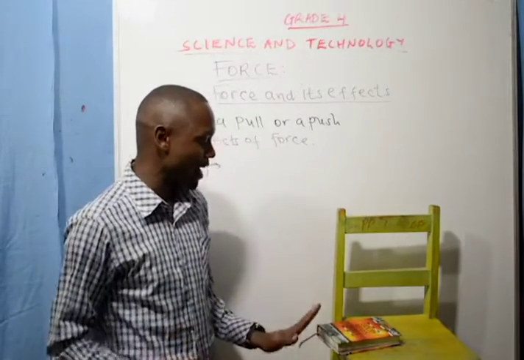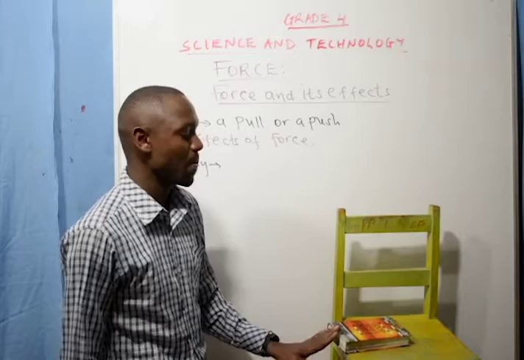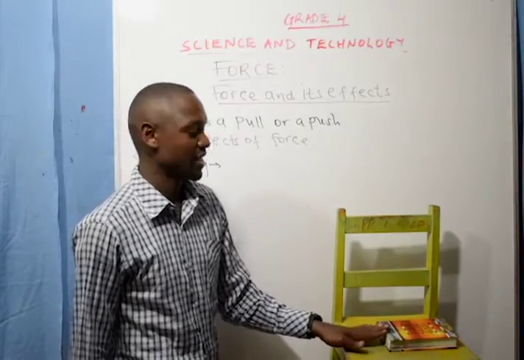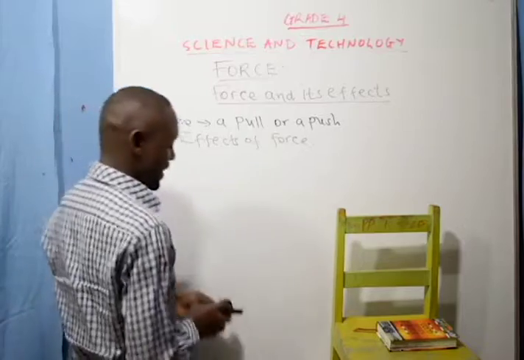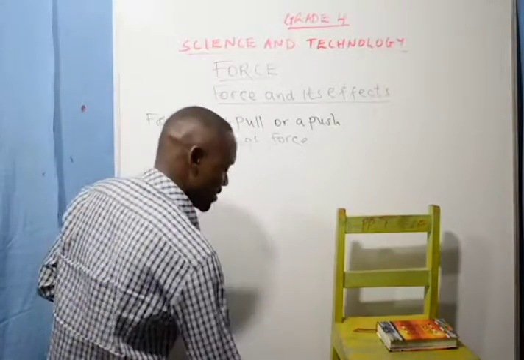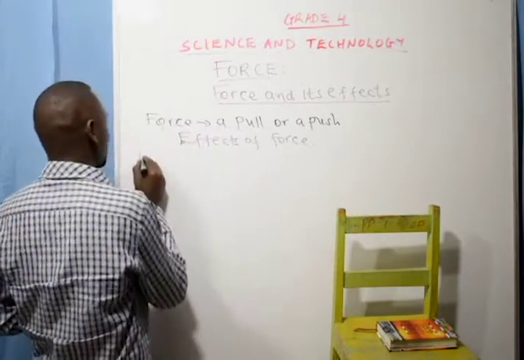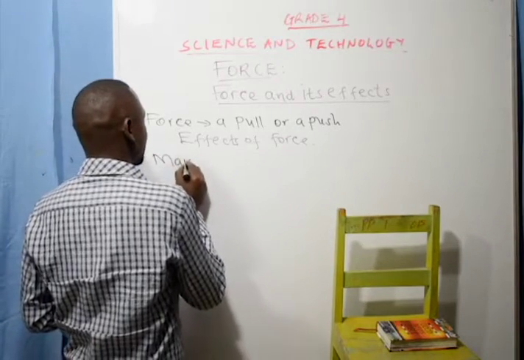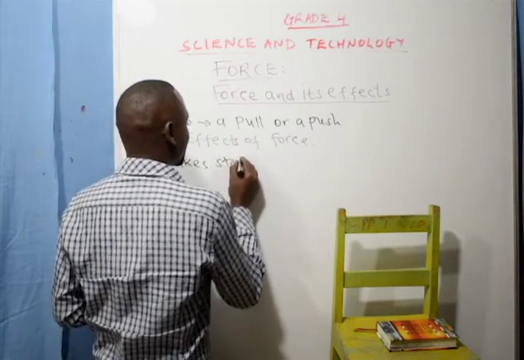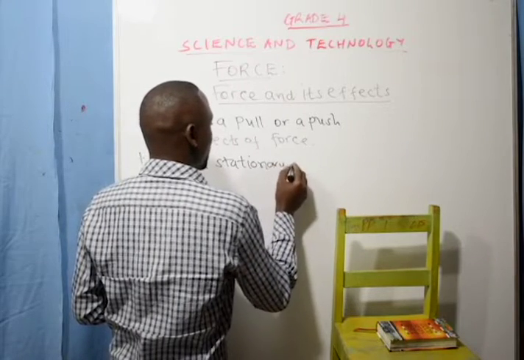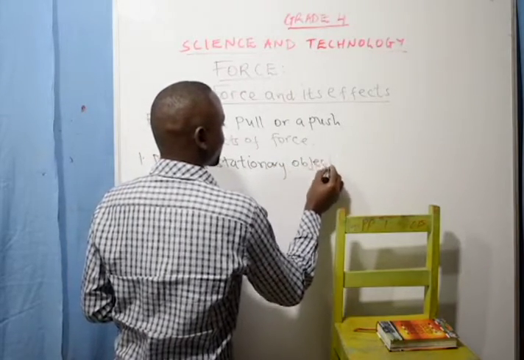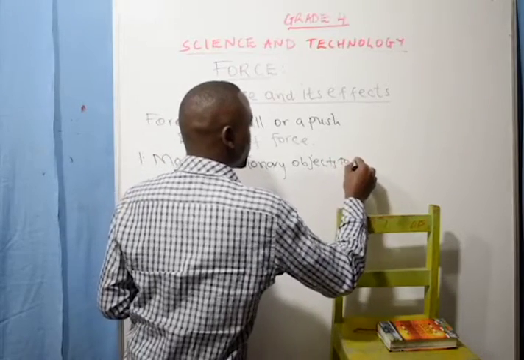So when I try to apply force to the Bible, what will the Bible do? It is moving. So one effect of force is that force can make objects move. Force can make stationary objects move.